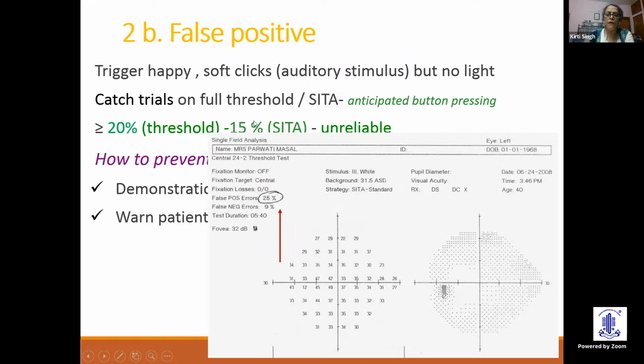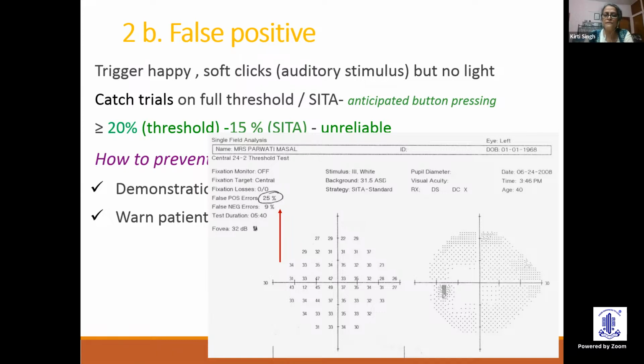Second part is the false positive. These are trigger-happy patients who are highly false positive. The machine would give a small auditory stimulus without light. These are called catch trials on full threshold. But SITA has an algorithm with anticipated button pressing, and more than 15% would be unreliable.